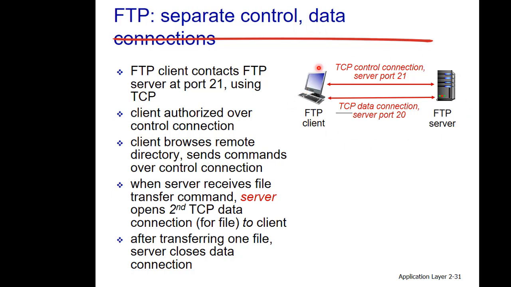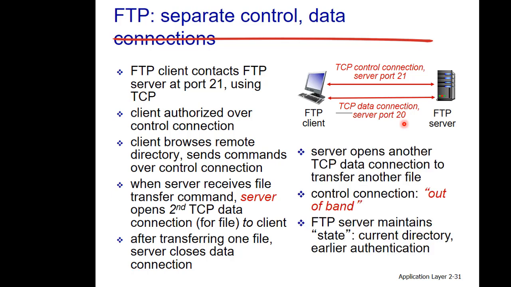In this example, it shows that the client connects to the server on port number 21, whereas the server connects to the client on port number 20. It's not always port 20; it can use any random port. It depends on which methodology FTP uses, active or passive. We will talk about those things when we look at the working of the protocol in Wireshark. So the server opens another TCP data connection to transfer another file.